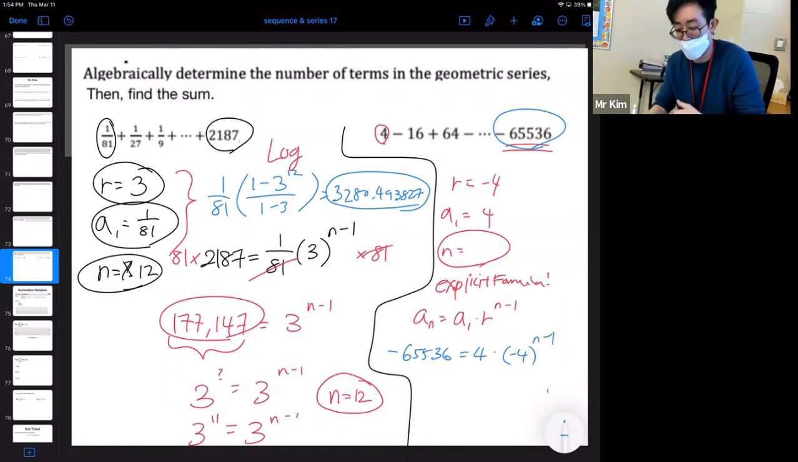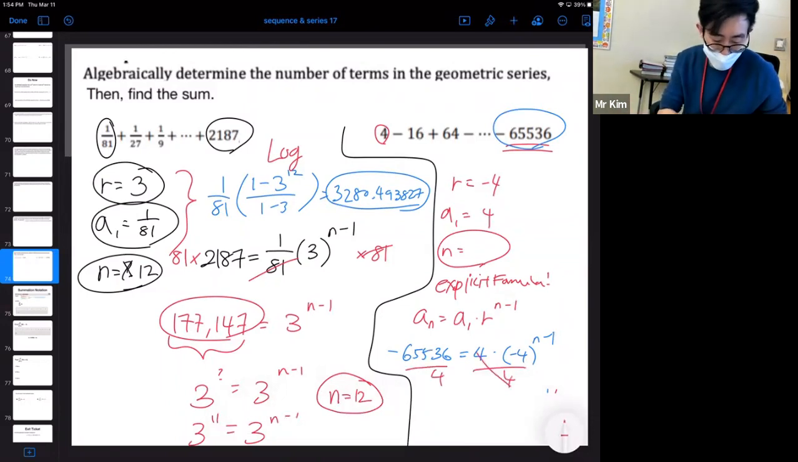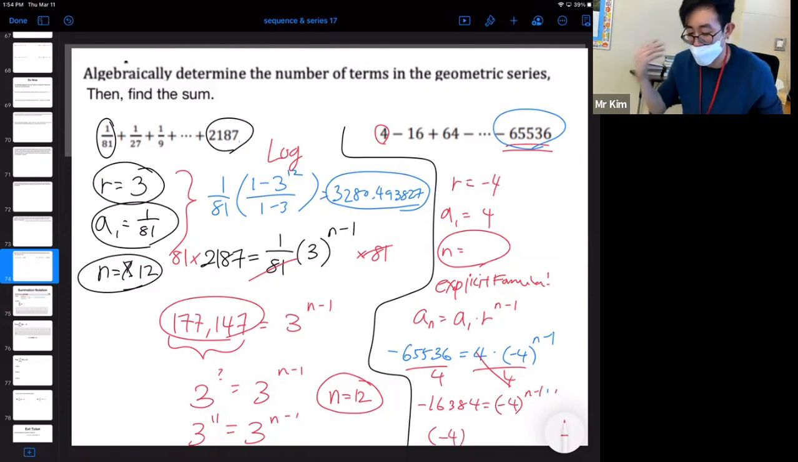Solve it the exact same way. Just get rid of the 4 on the other side like this. Cancel it out. -65536 divided by 4 is -16384, which is equal to -4 to the power of n minus 1. Like I told you before, that crazy -16,384 should end up being -4 to something power. I think it was to the power of 7, right?